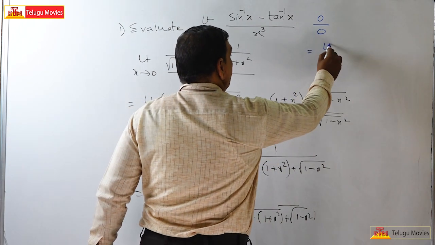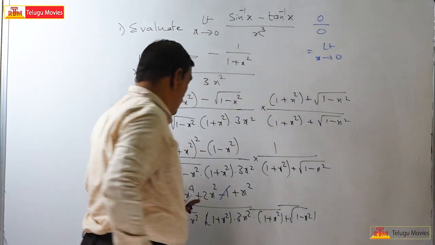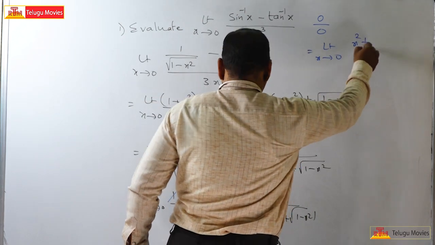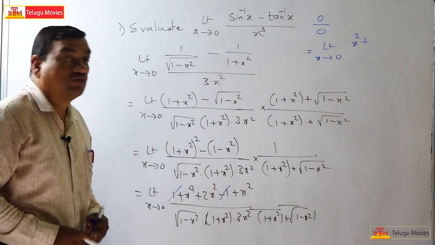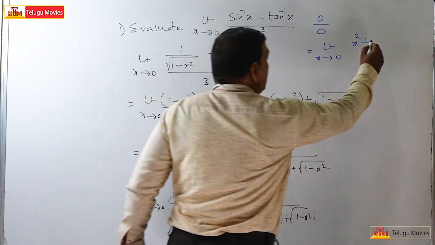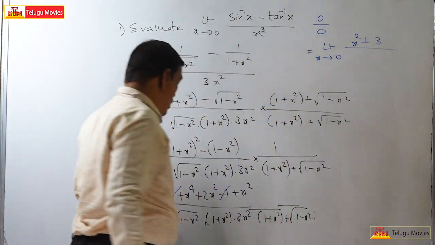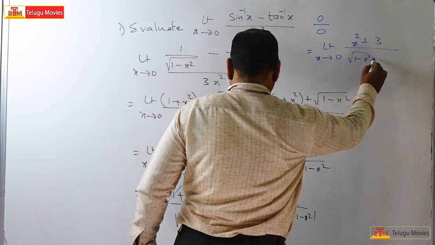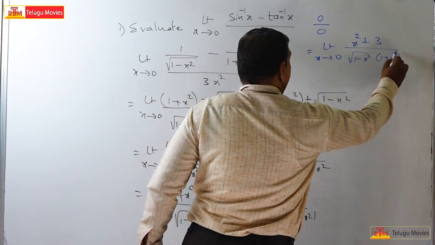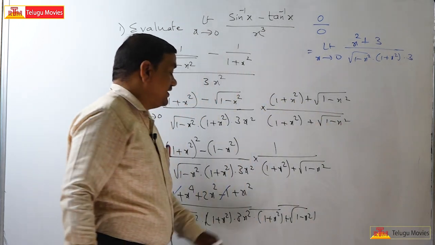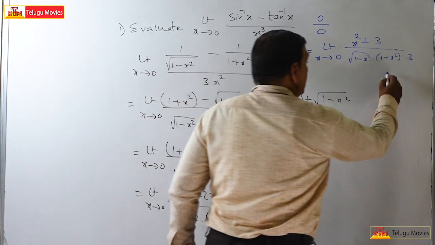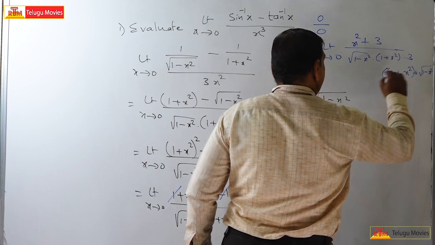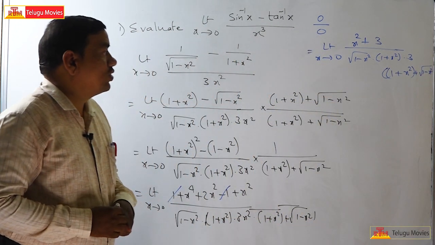Then you will get limit as x tends to 0. Taking x square common, the numerator has x square plus 2x square plus x square, that is 3x square plus 3, hmm, in the denominator root over 1 minus x square, 1 plus x square into 3, and the factor 1 plus x square plus root of 1 minus x square. The x square will get cancelled.